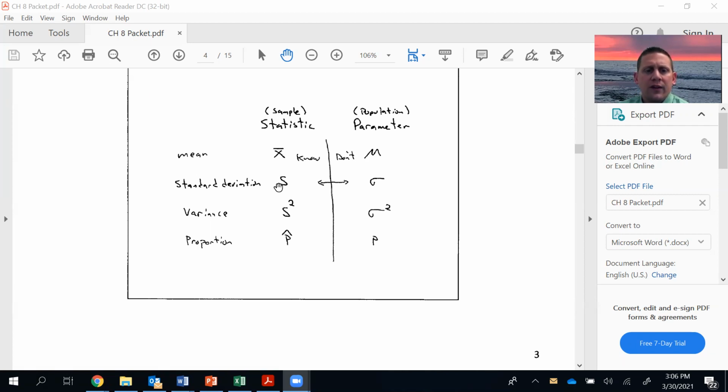Standard deviation, we have S, that's a statistic, it's for a sample. We have this circle with a little curly Q, that's sigma, okay? Then we have variance. Variance is just the standard deviation squared. Whether it's a population or a sample, you're just squaring the standard deviation to get the variance. And then a proportion, we typically use proportions when we're dealing with categorical data, qualitative data, and we have P and P hat. So P hat represents a proportion from a sample, and P represents a proportion from a population.